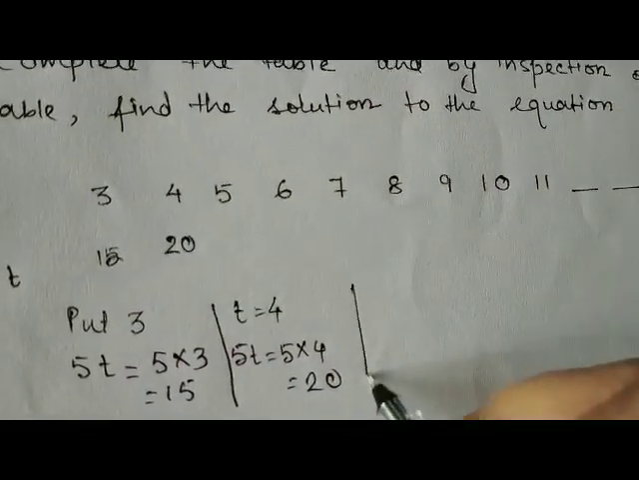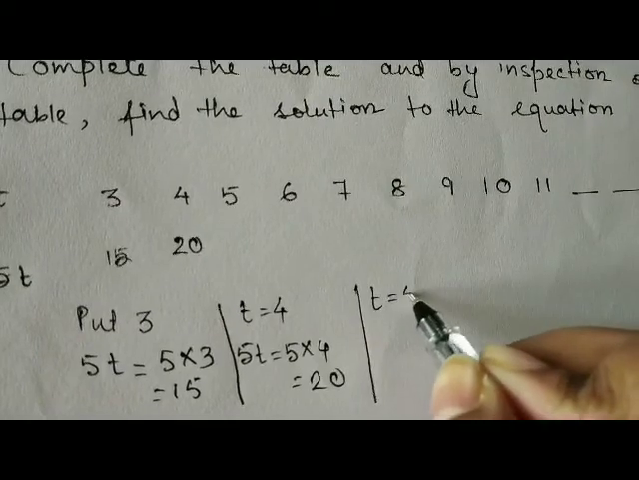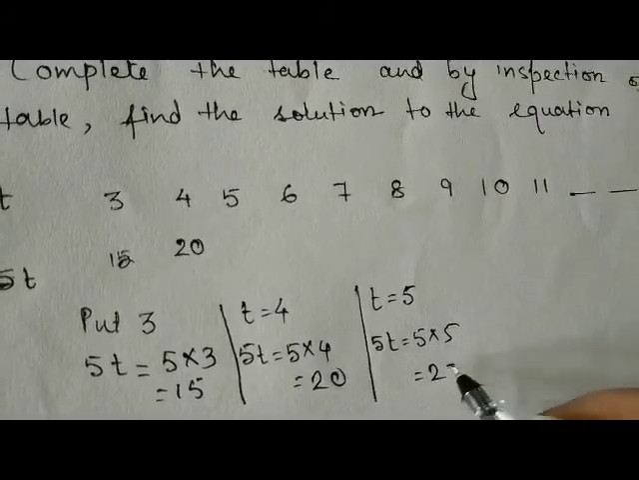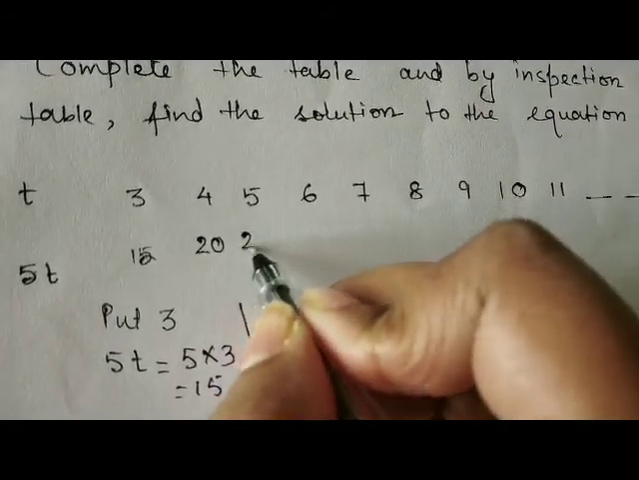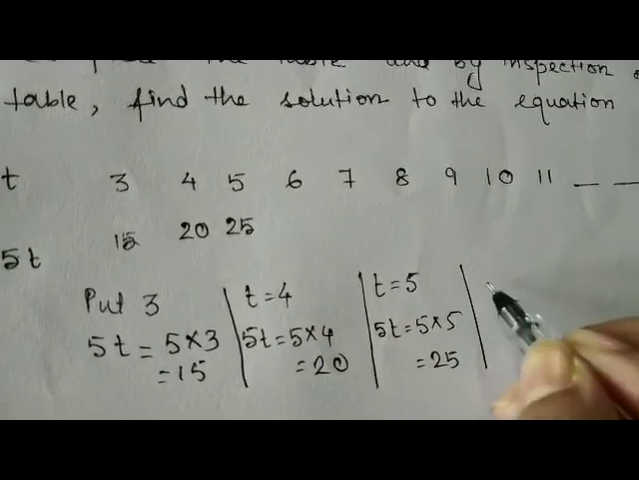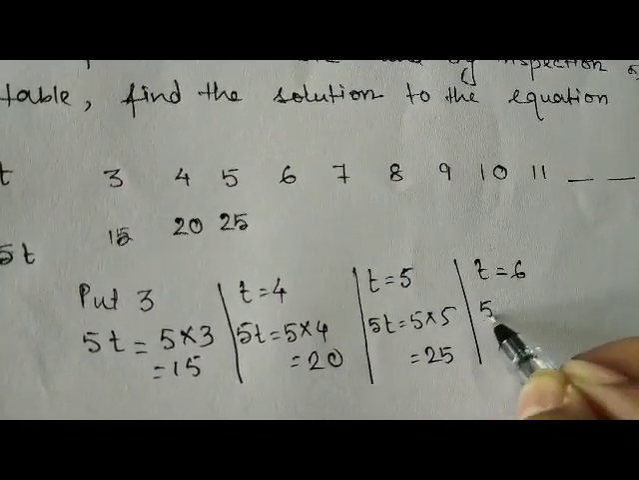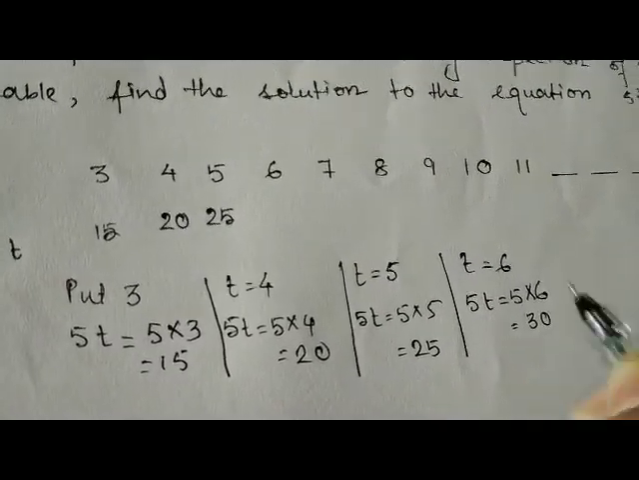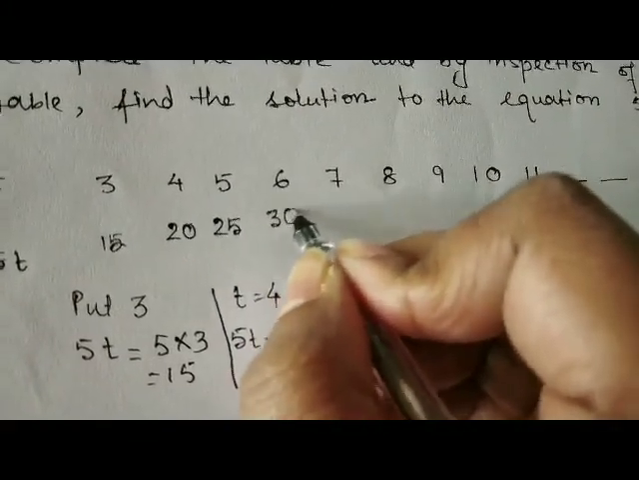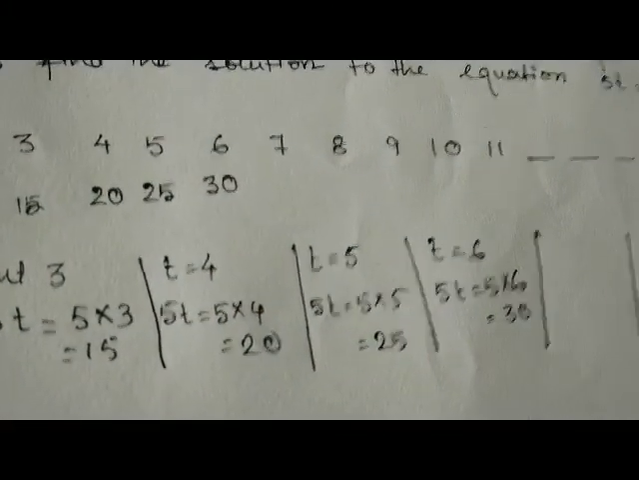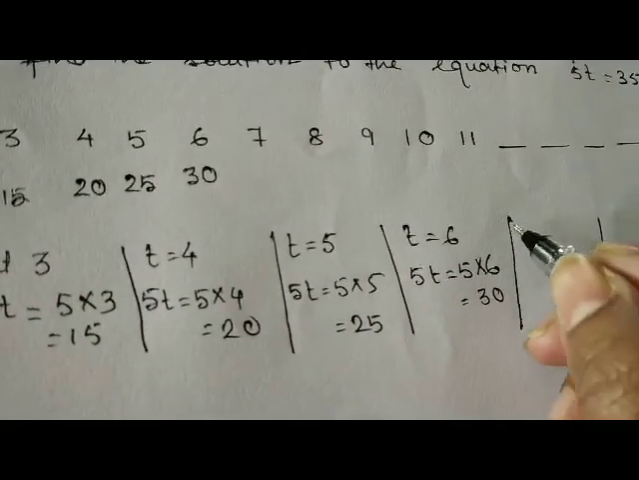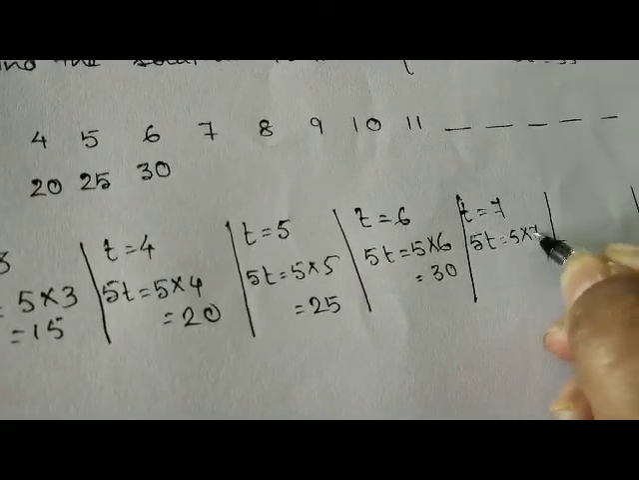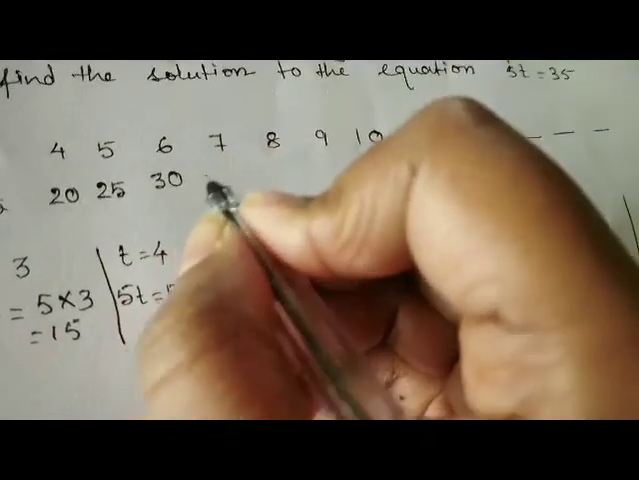Now next we have 5 in place of t. So 5t again, 5 into 5 is 25. So here we will put 25. Now t is equal to 6. So 5t means 5 into 6, which is 30. So here we will put 30. Now in the next we have t is equal to 7. So we will put 7 in place of t. So 5t again, 5 into 7 is 35. So here we will put 35.